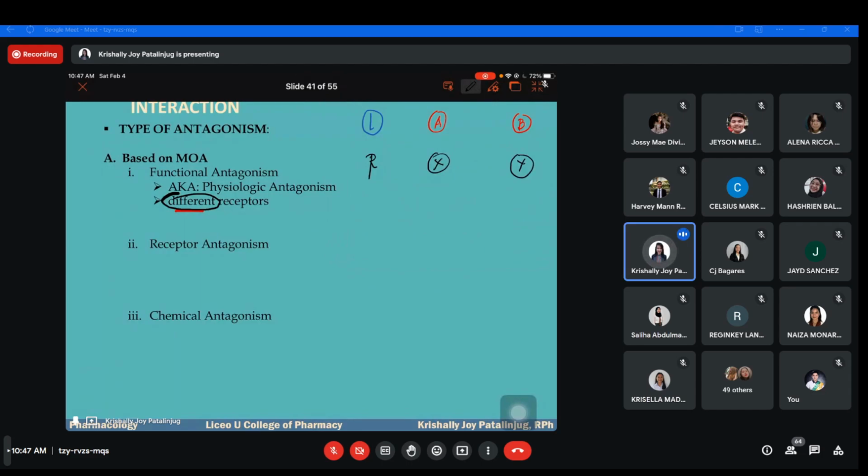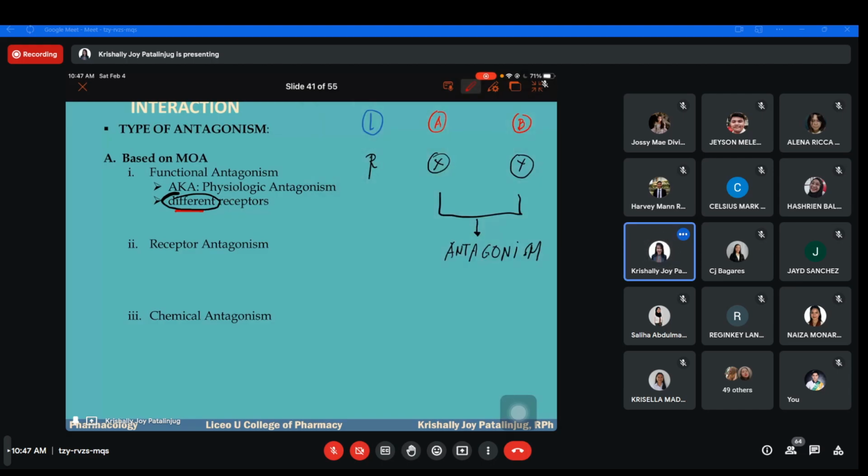And then yung nangyayari, upon binding these drugs to their specific receptors, their activities, their functions are antagonistic with each other or opposing with each other, antagonistic. Okay? So meaning ang isang gamot, ang function ng isang drug, it opposes the function or activity of another substance, though they bind on different receptors.